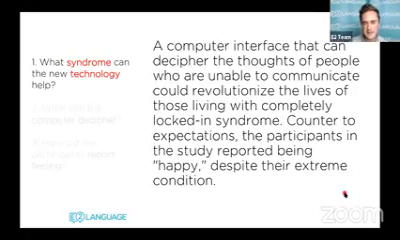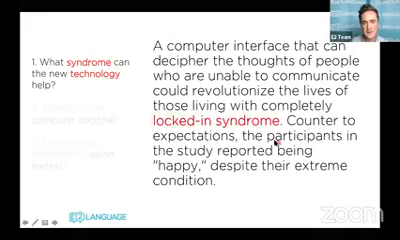Cool. 10 seconds. You should be able to find this very quickly. I don't want you to read the text. I want you to scan the text. 3, 2, 1. There's the answer here.